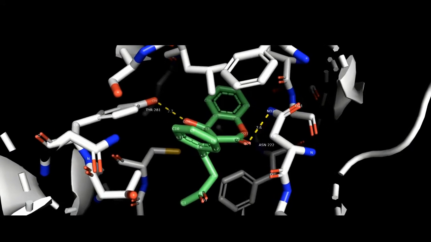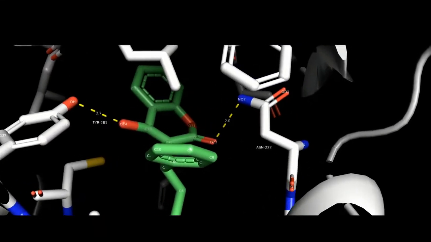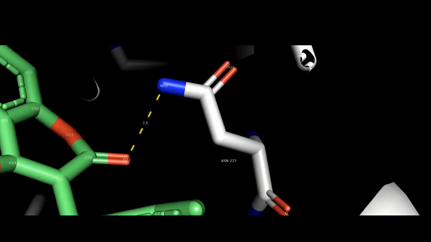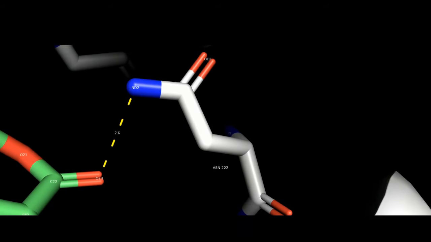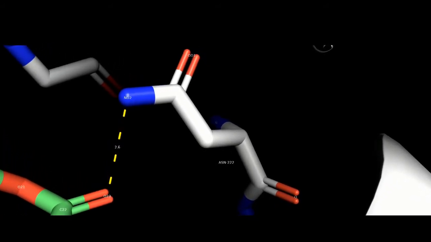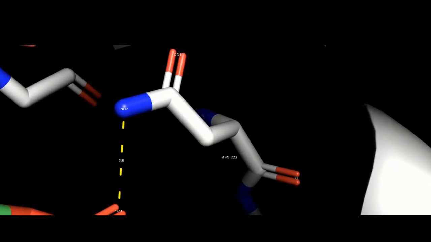In the former, a hydrogen bond forms between the double-bonded oxygen atom present on the 22nd carbon atom in the cyclohexane ring of the warfarin molecule and one of the hydrogen atoms present on the amino group of the R group of the asparagine residue that is in turn present at position 222 of the VKOR enzyme.